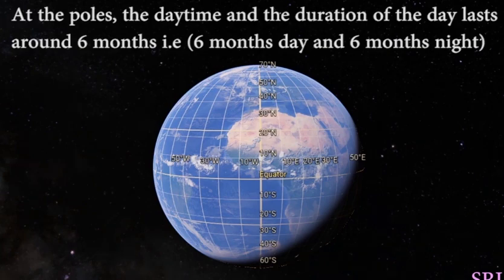At the poles, the daytime and the duration of the day last around 6 months. To tell the time of sunrise and sunset, one has to consider the date. So the regions that are lying in between the polar circle and the poles experience 6-month day and 6-month night.